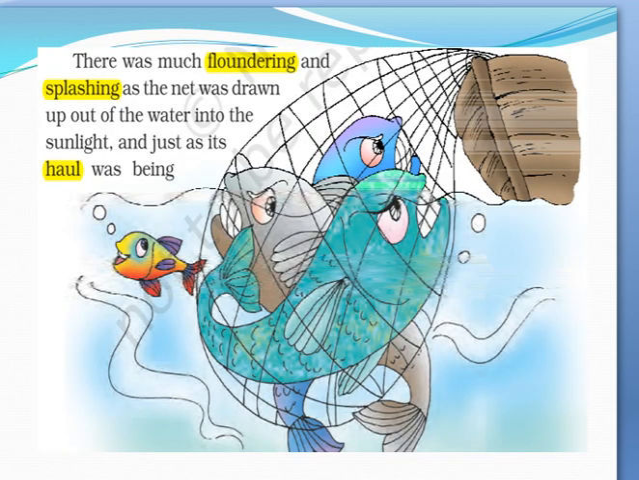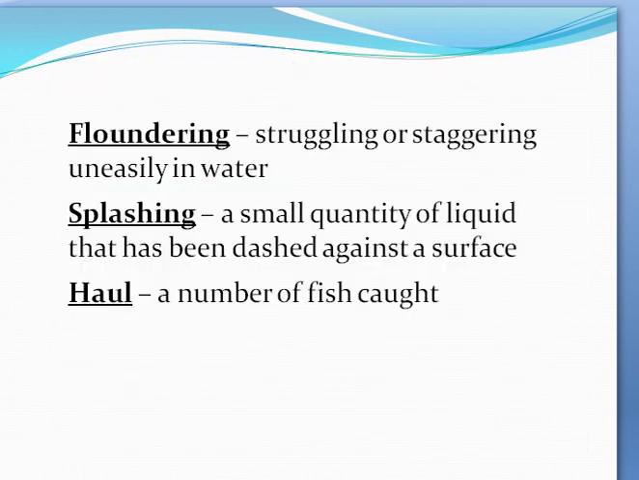Three words are here again: floundering, splashing, and haul. Let's see the meaning of these words. Floundering means struggling or staggering uneasily in water. Now it can be anywhere, it can be any uneasy place, any uneasy situation, but here as the story is based on water, so we have used water here. Floundering means struggling. If you are trying to get away from something and you are moving your hands and legs very speedily, uneasily, that is floundering.